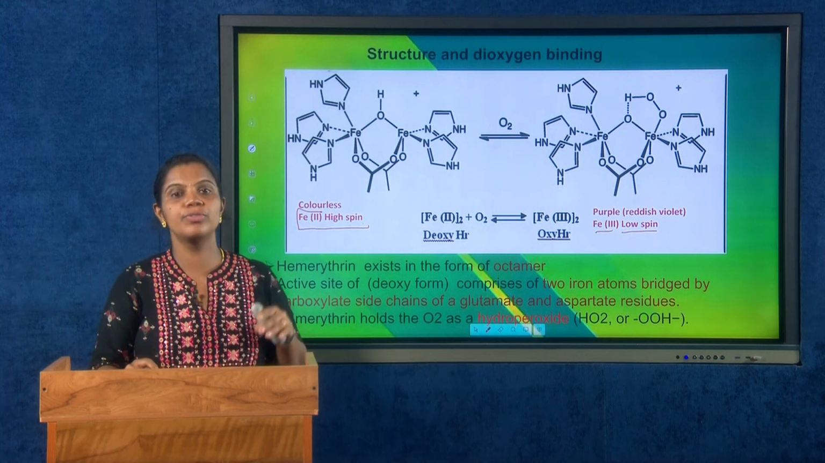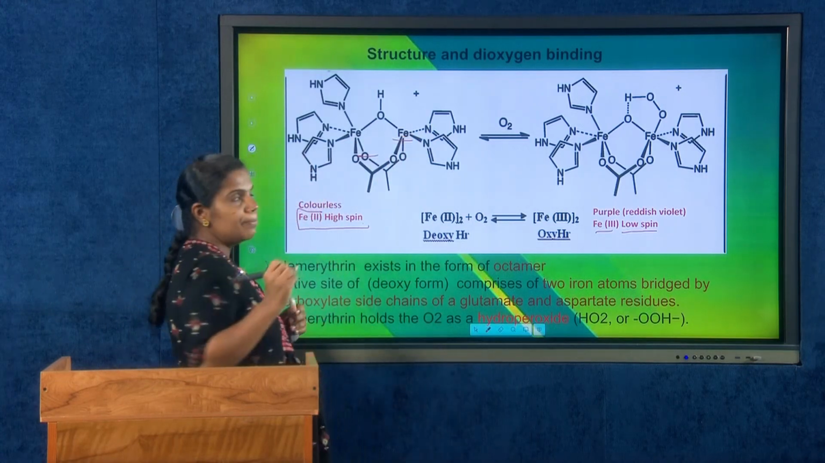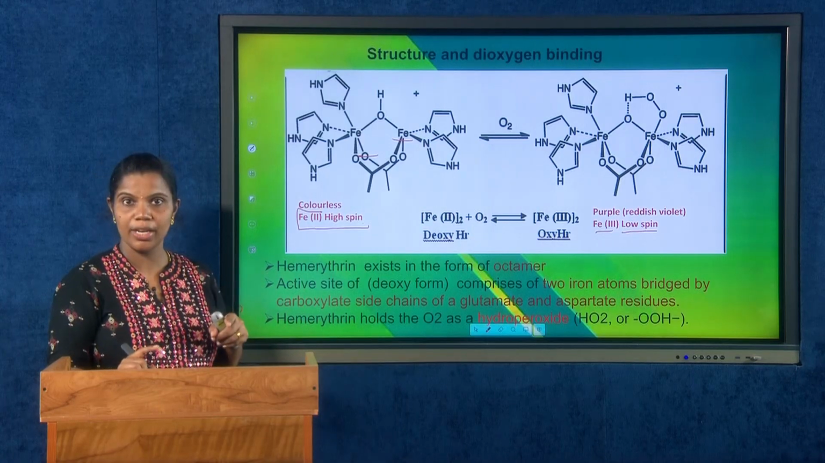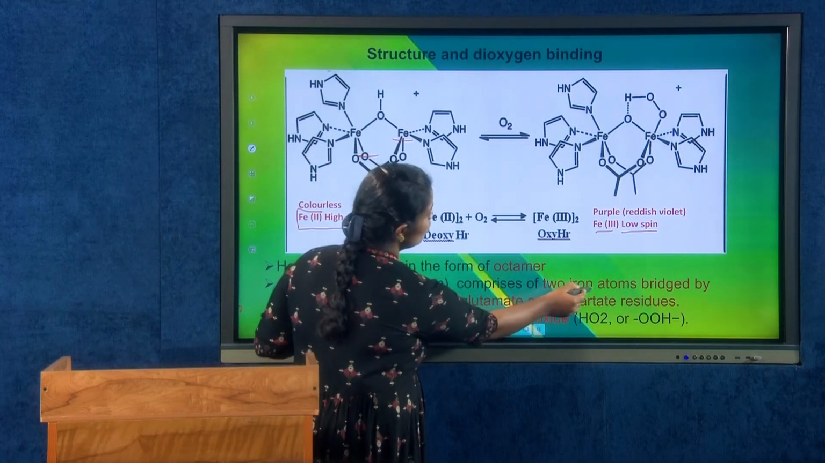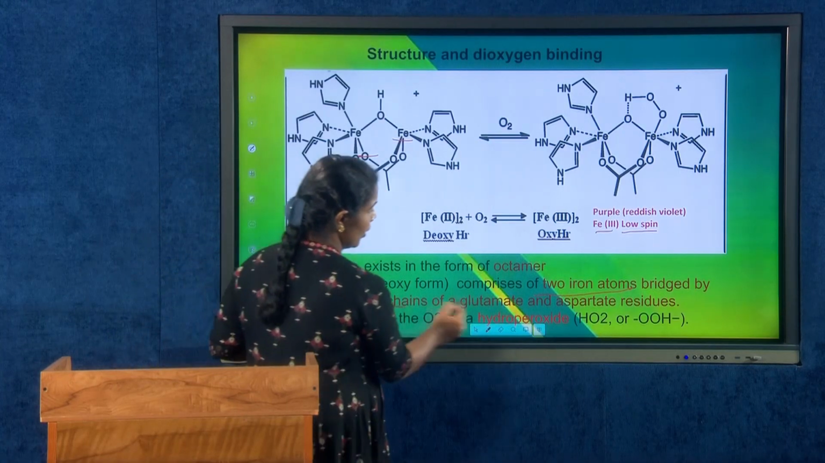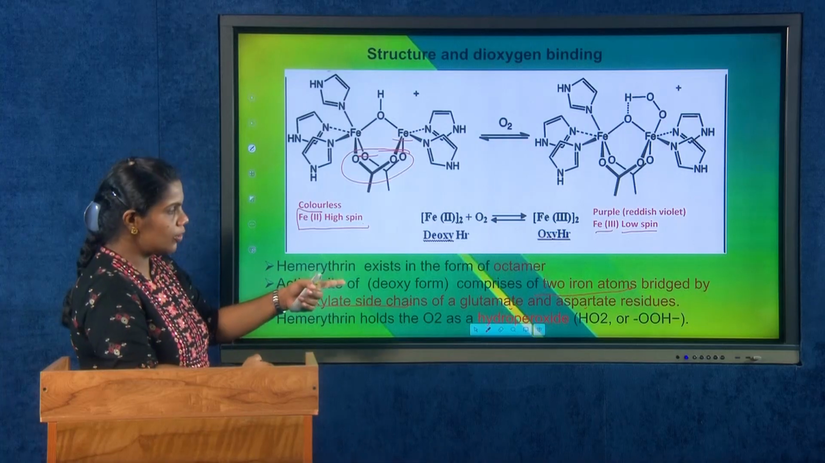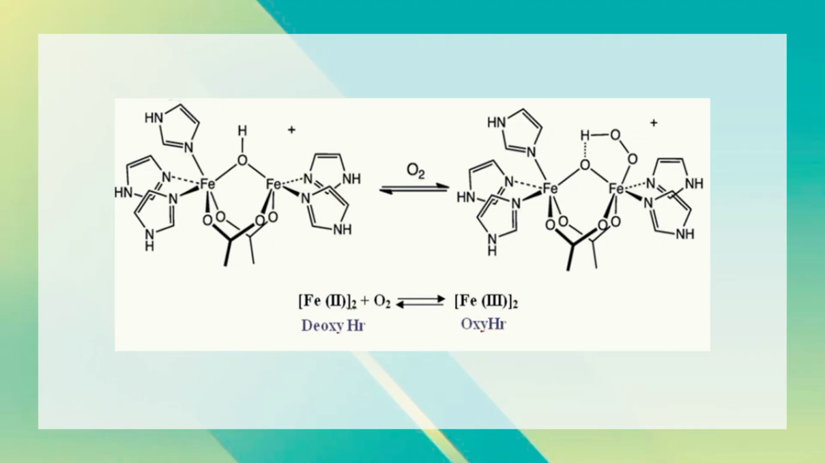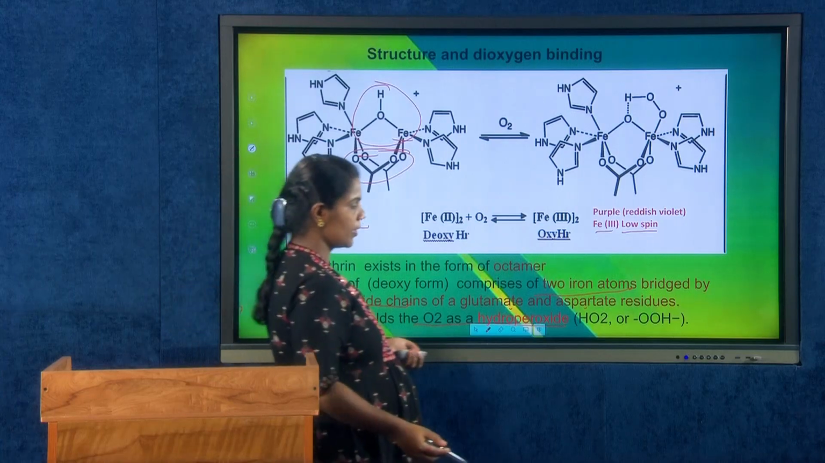The active site of the deoxy form comprises 2 iron atoms. I already mentioned that hemerythrin is an iron protein that does not contain heme, but it contains iron atoms. It comprises 2 iron atoms which are bridged by the carboxylate side chains of glutamate and aspartate residues. This is the carboxylate of the glutamate and aspartate residues, and hemerythrin in the deoxy form holds oxygen as hydroperoxide.